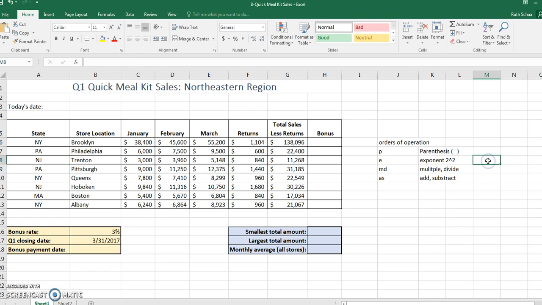An example of that, I would say equal 2 caret 2, and it'll say 2 times 2. Your symbol for multiply is the asterisk. That's why in algebra sometimes you probably use the asterisk. And division, it is the slash that is below the question mark next to the shift key on the right hand side of your keyboard. Addition is the plus symbol, and subtraction is the minus symbol.